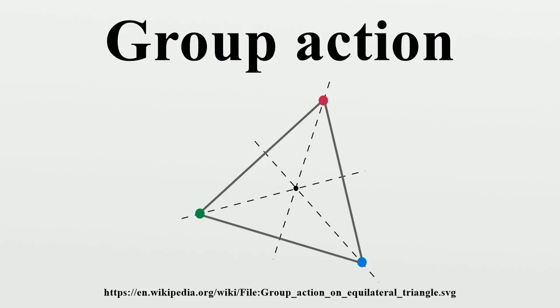Orbits and stabilizers. Consider a group G acting on a set X. The orbit of an element x in X is the set of elements in X to which x can be moved by the elements of G. The orbit of x is denoted by G·x. The defining properties of a group guarantee that the set of orbits of X under the action of G form a partition of X. The associated equivalence relation is defined by saying x ~ y if and only if there exists a g in G with g·x = y. The orbits are then the equivalence classes under this relation.